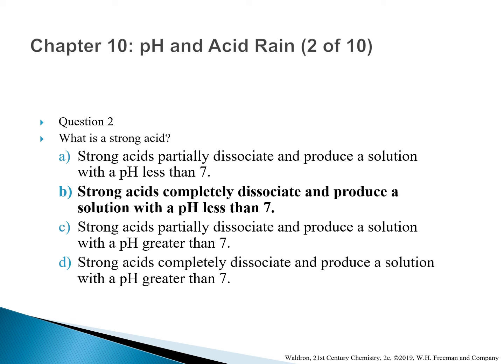The correct answer is B. Strong acids completely dissociate and produce a solution with a pH less than 7. We know that acid has a pH less than 7 and base has a pH greater than 7. Therefore, we can rule out choice C and choice D. Strong acids completely dissociate in water, and weak acids only partially dissociate in water. Therefore, choice B is the correct answer.